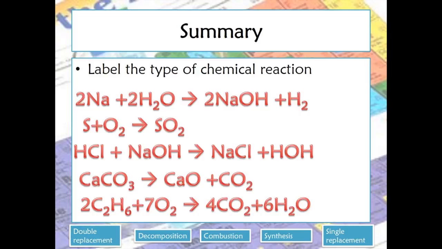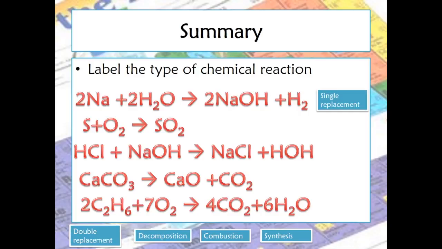Now let's try labeling each chemical equation with the correct reaction type. Take a few minutes to write your answers now. In the first equation, sodium and water react to form sodium hydroxide and hydrogen. We have an element and a compound forming a new element and compound, so this is a single replacement.